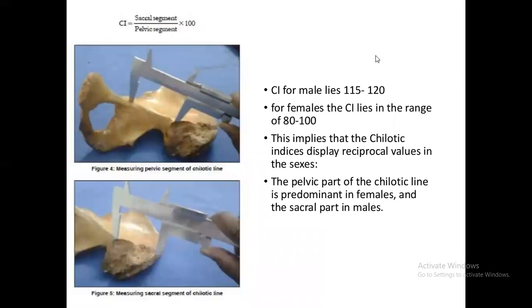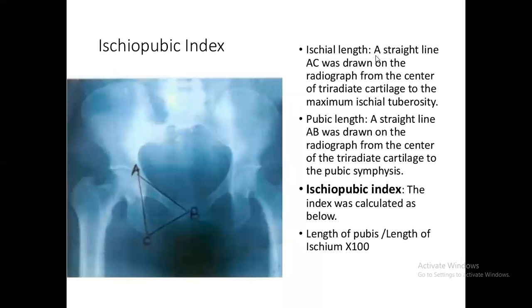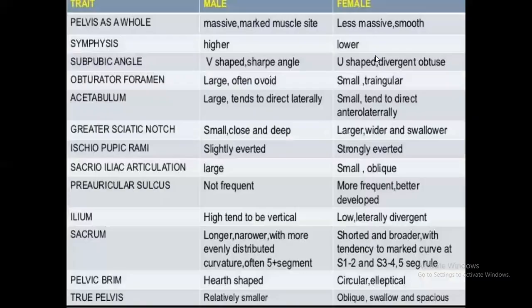And this kylotic line for males is almost 115 to 120, whereas for females, it's in the range 80 to 100. Then there's the ischiopubic index, which is the length of the pubis divided by the length of the ischium multiplied by 100. And this index has a gynecological significance, and it will help estimate the outcome of labor. It's about 91 to 115 in females.